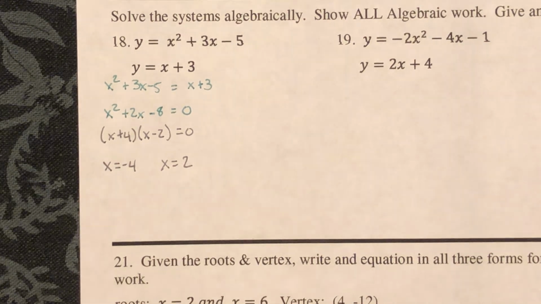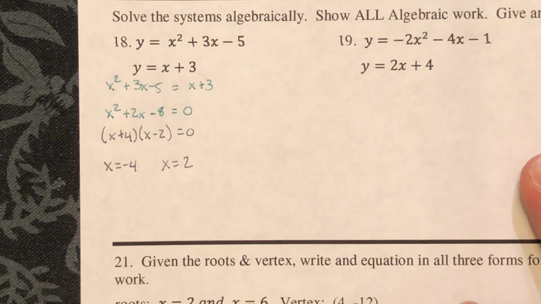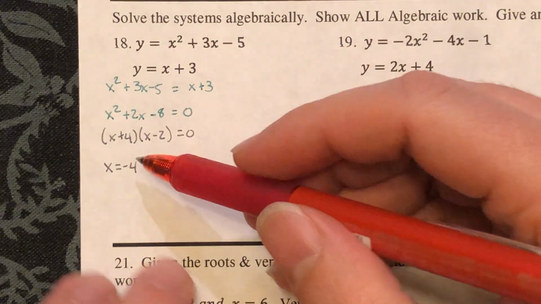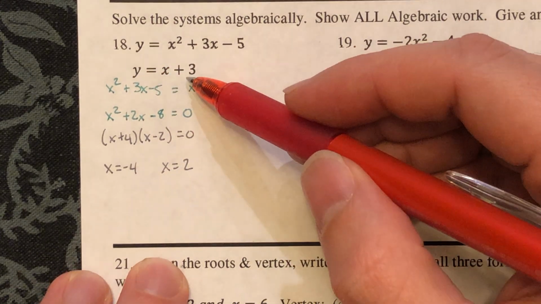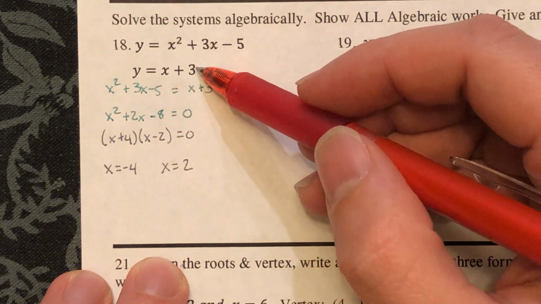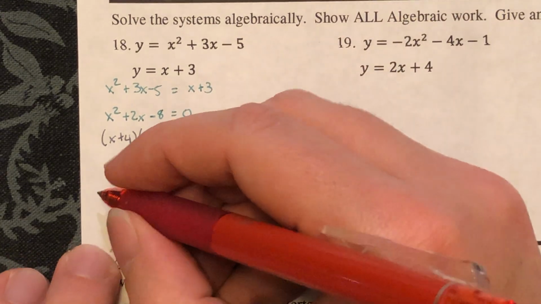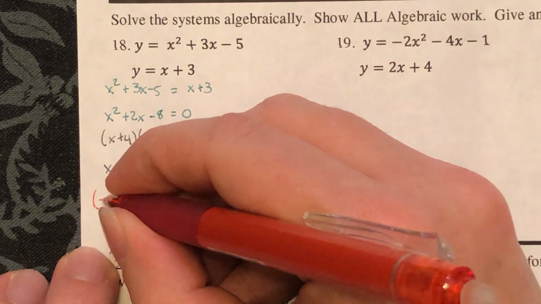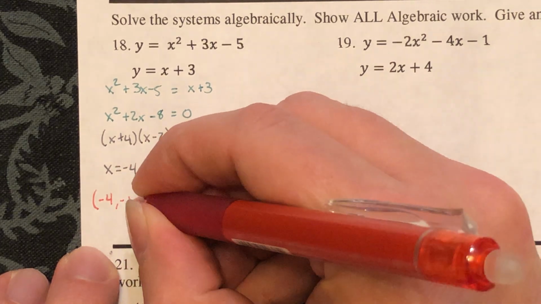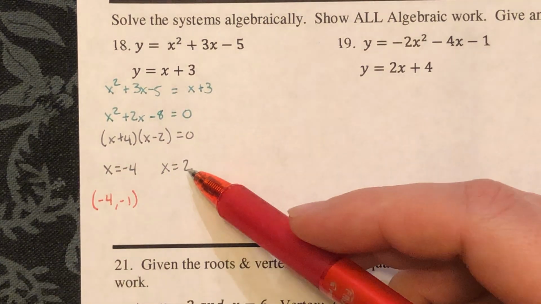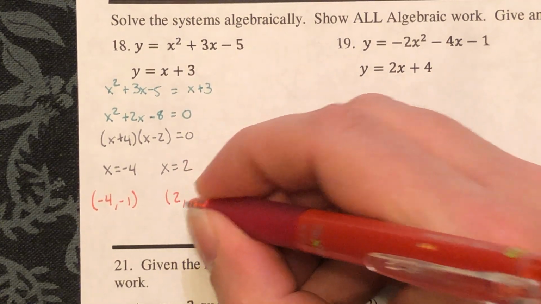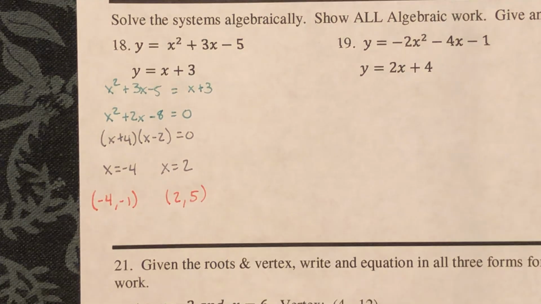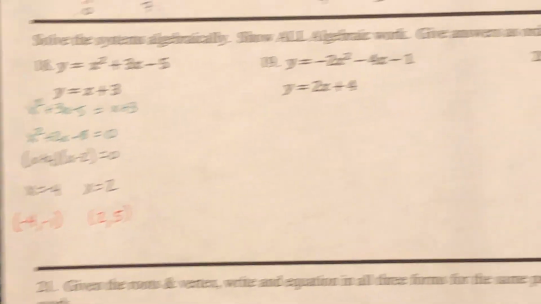Now, because this is a system, I need to find also the y value that is going to go with that. So I put -4 into this linear one. So -4 plus 3 is -1. So one of my solution points is (-4, -1). The other one, I put 2 in. So I get (2, 5). Those are my solutions.